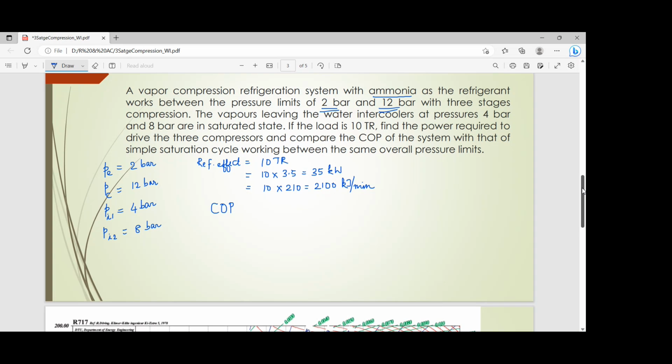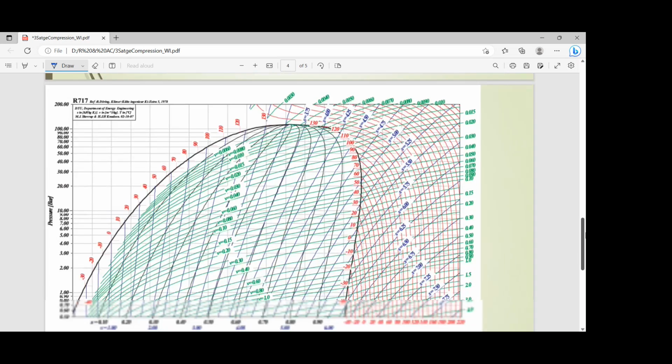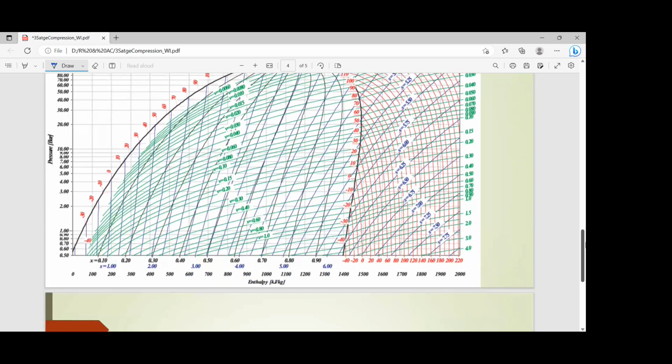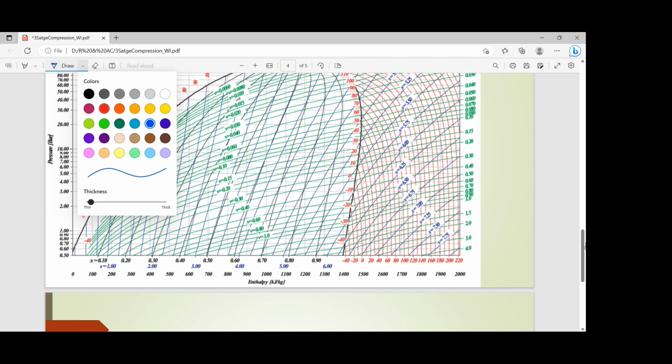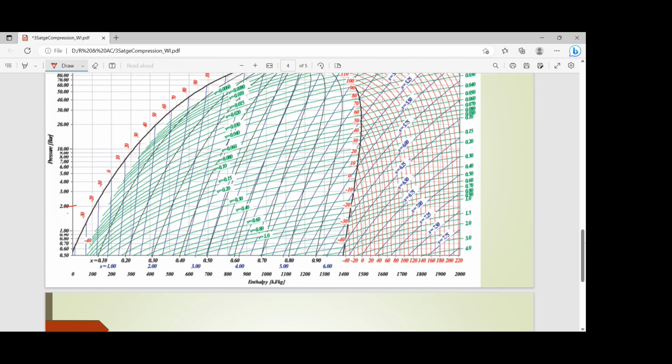So we have 2, 4, 8 and 12. Those are the pressure levels. Okay, so 2, 4, 8, and 12. So let's use the red color over here. So this is going to be my evaporator pressure PE, 2 bar. Then 4 bar, that is going to be my PI1. 8 bar, that is going to be my PI2, and 12, let's take over here, that is going to be my condenser pressure PC. Okay, so these are the 4 pressure levels that we are going to look at.